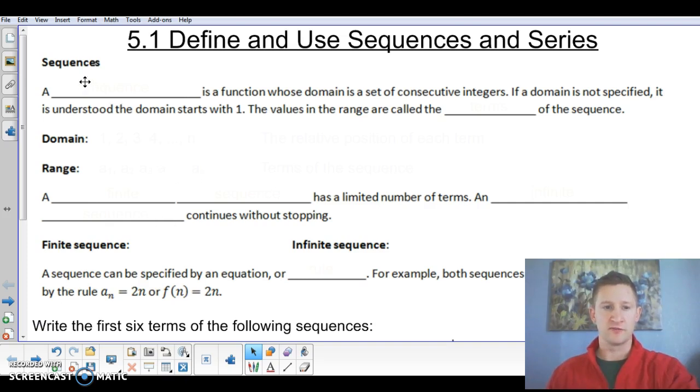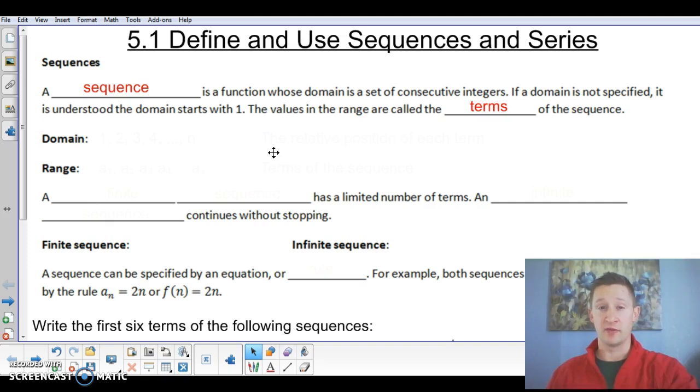To fill in a few things, first of all, a sequence is a function whose domain is a set of consecutive integers. If a domain is not specified, it is understood the domain starts with 1. The domain, remember, meaning these are the numbers that we're plugging into the function or the rule. The values in the range are called the terms of the sequence.